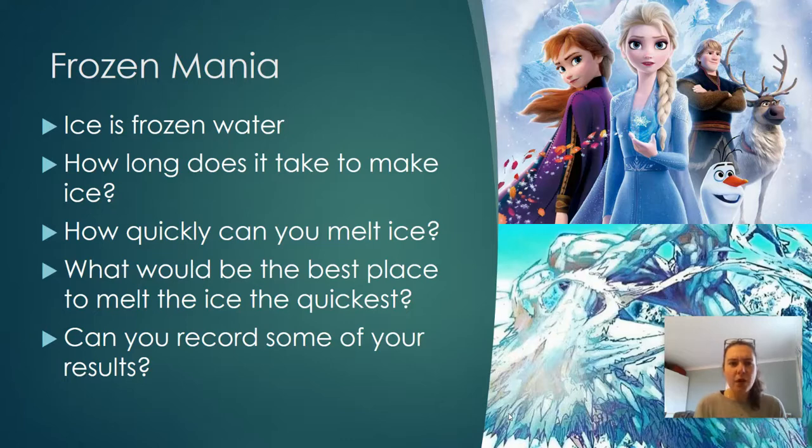And you can have a think. What place would be the best area to melt the ice the quickest? You could put some outside, you could put some on a radiator, you could put some just on the kitchen unit, you can put it wherever you think. You could put some in different areas around your house and see which is the quickest place to melt the ice. And you can record some of your results so we can see how long it took.